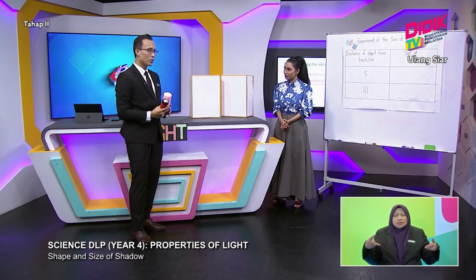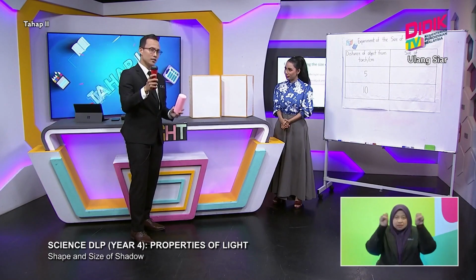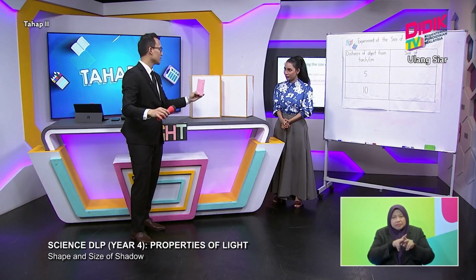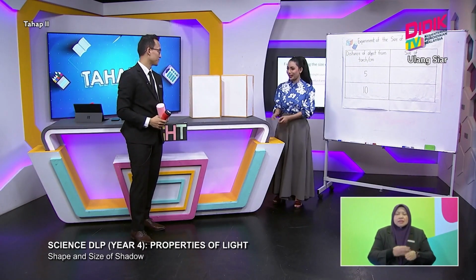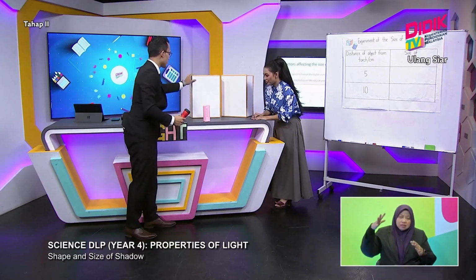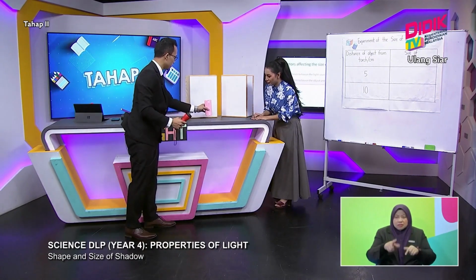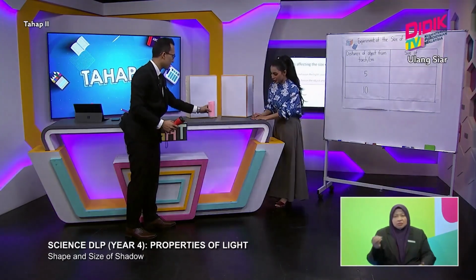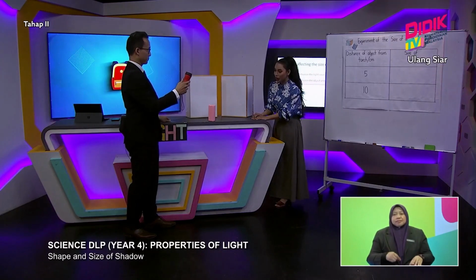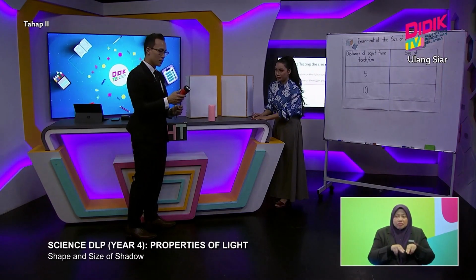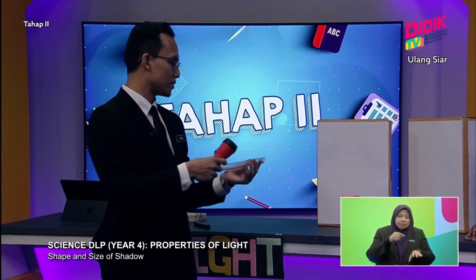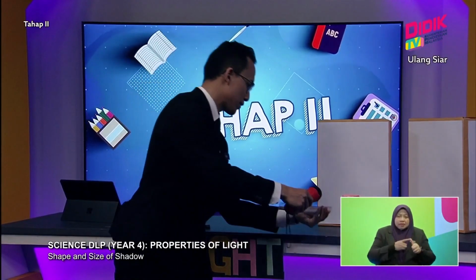So now we're going to look into how the distance between the light source and the object affects the size of the shadow first. Okay, let's do this experiment. What's the first step? So the first step is we're going to place this object here, and then measure the distance between the light source and the object. So the first experiment, we need 5 centimeters. Yes, 5 centimeters.